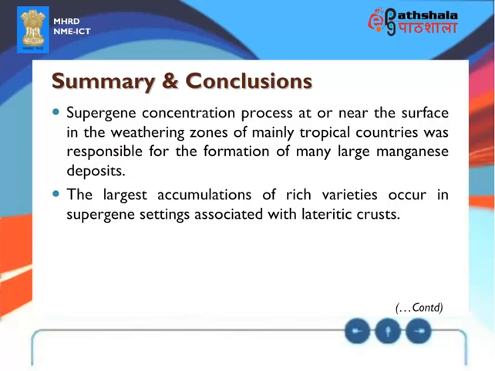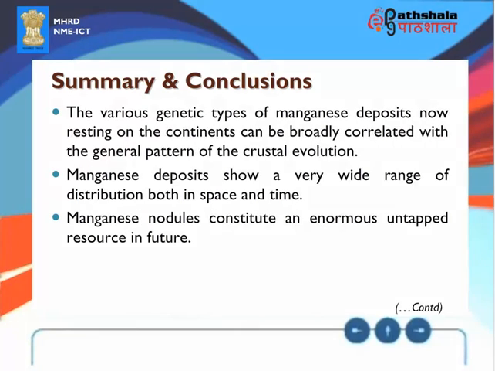The largest accumulations of rich varieties occur in supergene settings associated with the lateritic crusts. The various genetic types of manganese deposits now resting on the continents can be broadly correlated with the general pattern of the crustal evolution. Manganese deposits show a very wide range of distribution both in space and time. Manganese nodules constitute an enormous untapped resource in future.